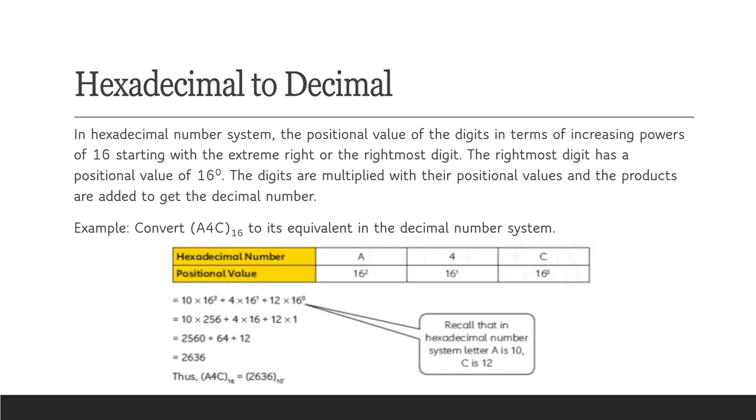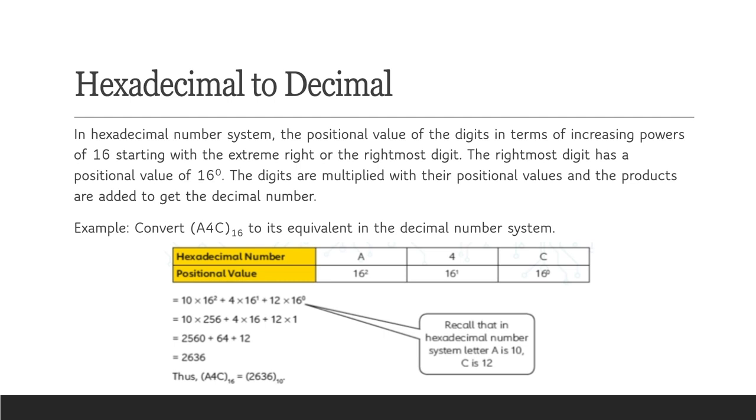First, we will write the hexadecimal number and we will write the corresponding positional value for each hexadecimal digit. Then we will multiply the hexadecimal digits with their corresponding positional values, and if we add up those values, we will get the equivalent decimal number. So thus A4C with base 16 is equal to 2636 with base 10.